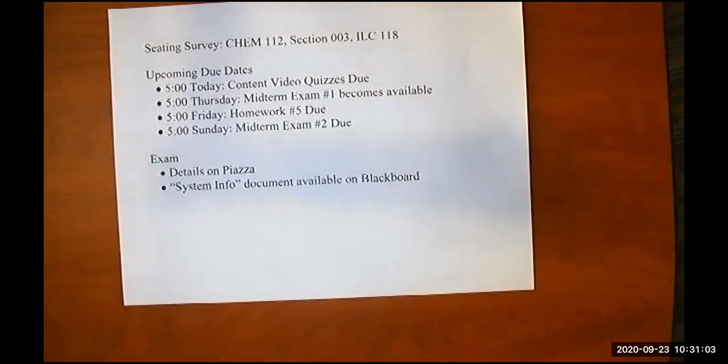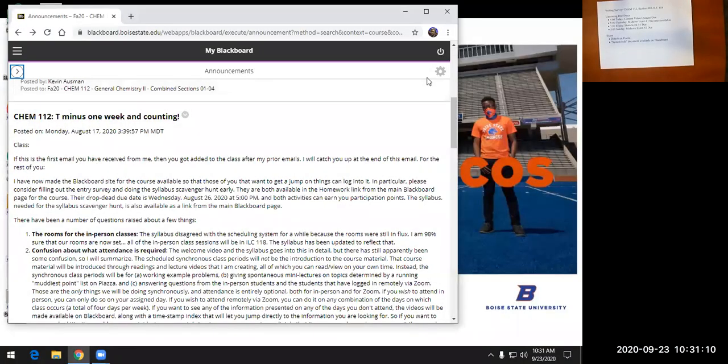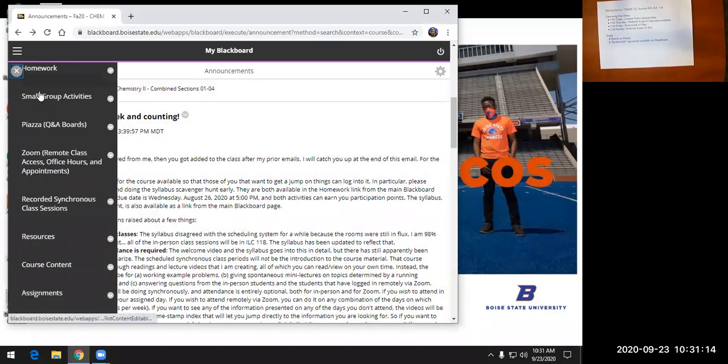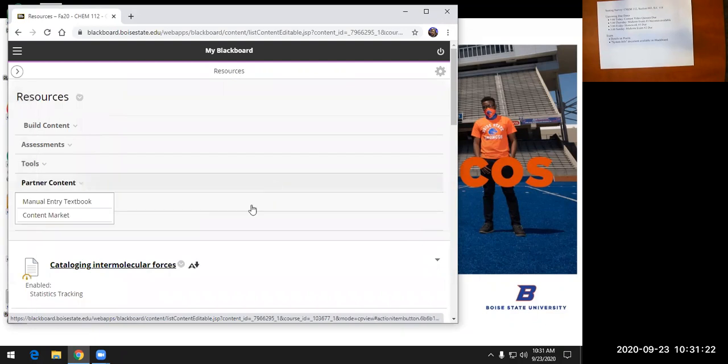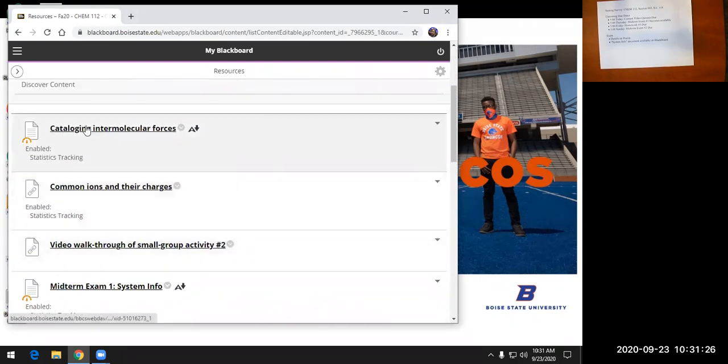In case you haven't noticed it yet, I'm going to switch to looking at Blackboard for just a moment. On Blackboard, there is a link here for resources. If you go to the resources page, there are several things on here. This top one is a tool I have put together for cataloging the intermolecular forces between similar molecules, the same molecules, or different molecules, so that you can use that information to identify issues related to boiling points, vapor pressures, things like that, or solubility if you're looking at two different types of molecules.